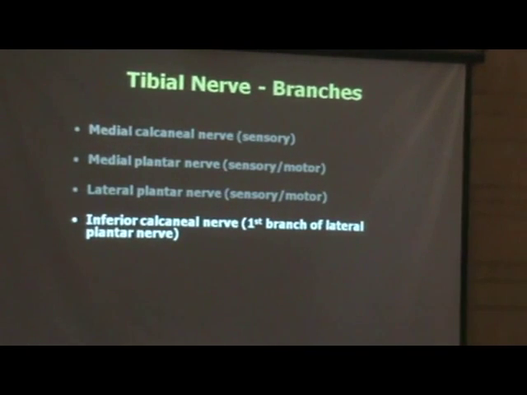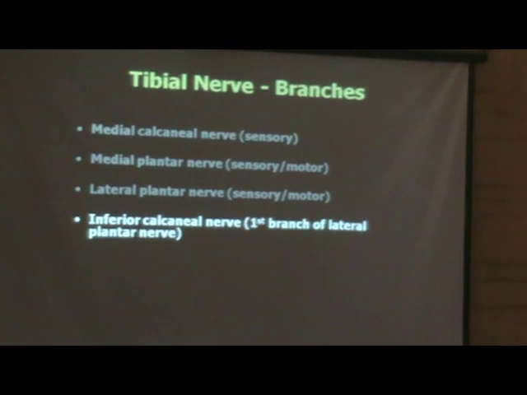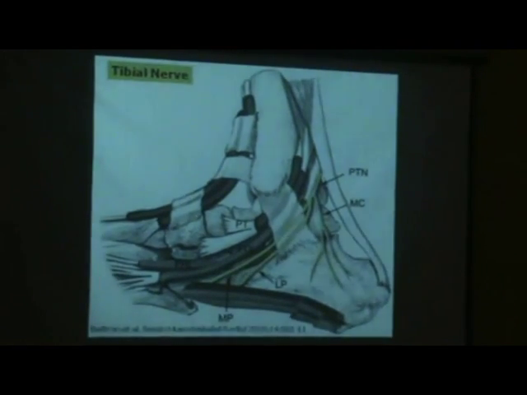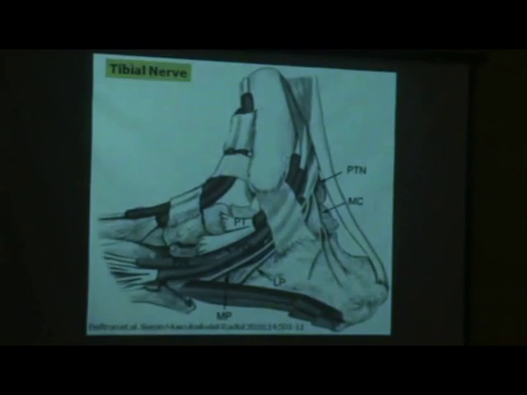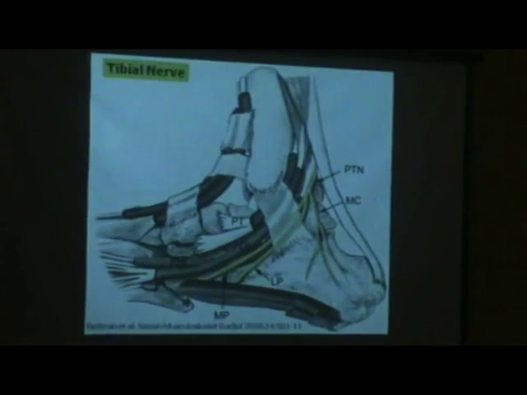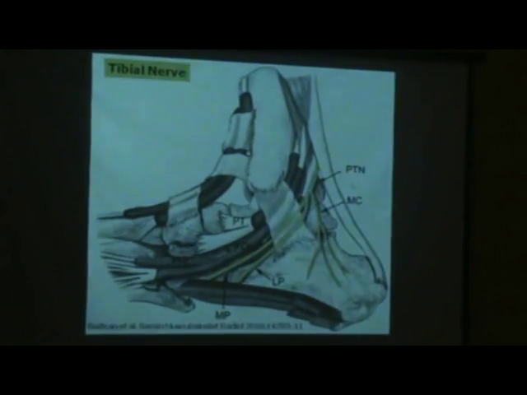And we have the inferior calcaneal nerve, which is actually the first branch of the lateral plantar nerve. It's not a direct branch from the tibial nerve itself, but it's a branch of the lateral plantar nerve. And I'm going to show you this when we go through slides. So this is the tibial nerve, just a drawing taken from the literature to show you its course actually around the ankle, and its branches, the medial calcaneal nerve, and both medial and lateral plantar nerves.